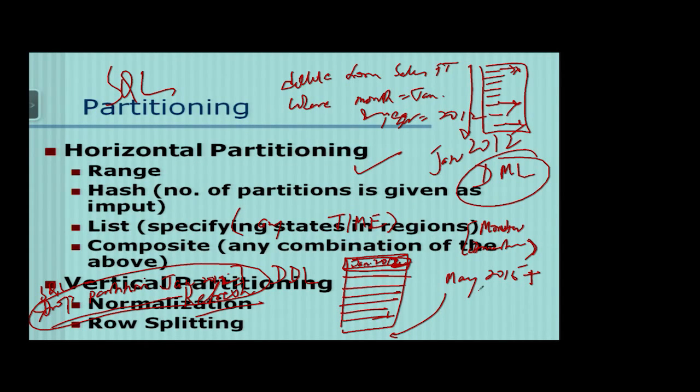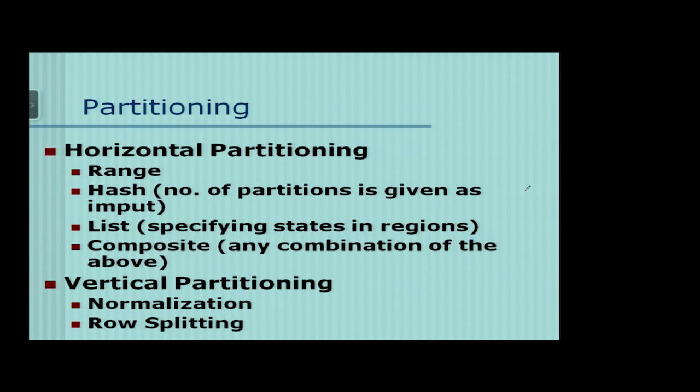And so there are two kinds of partitioning basically. One is horizontal partitioning, and this is the main focus here, although there is also vertical partitioning, which is normalization, which you already know. And there is also something called vertical partitioning. So I'll just tell you quickly about vertical partitioning, and of course about normalization.